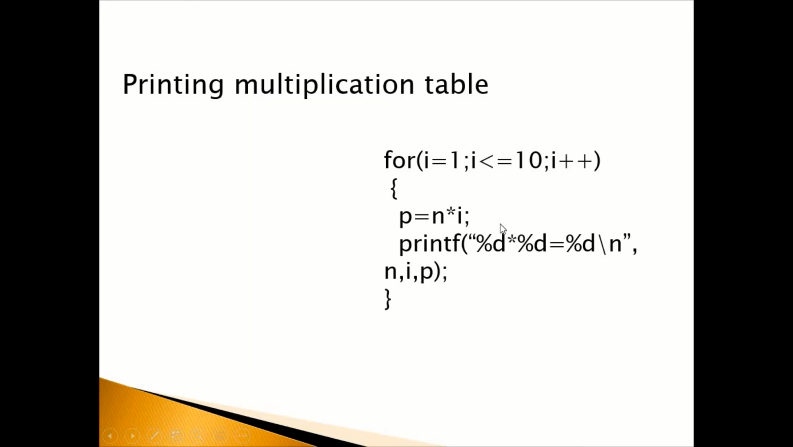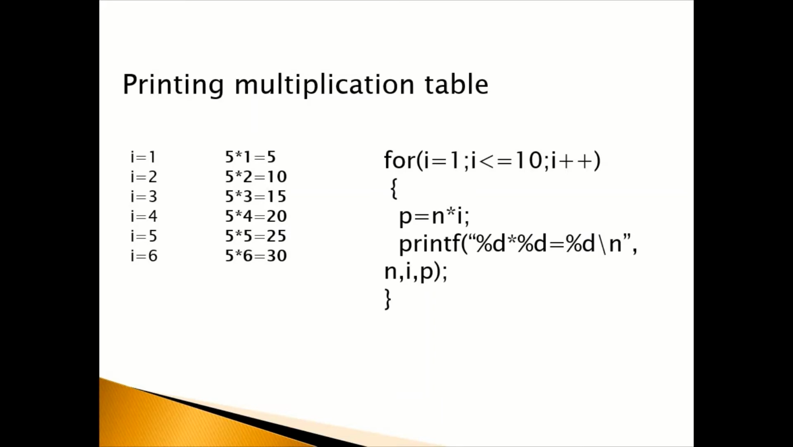Let me show stepwise how this program will execute. First I is 1 in the first iteration. When I is 1, it prints 5 into 1 equal to 5. I becomes 2 in the second iteration. It prints 5 into 2 equal to 10. Then I is incremented by 1, it becomes 3. It calculates 5 into 3 equal to 15. Then it becomes 4, and so on.